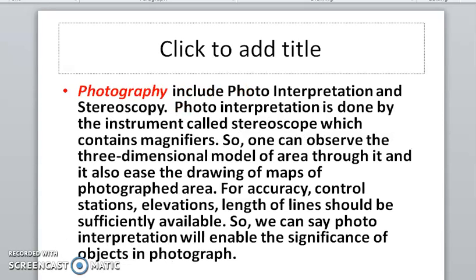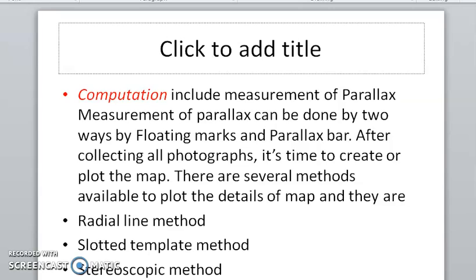Next, photograph interpretation with stereoscopy. Photo interpretation is done with a stereoscope, which has a certain magnifier, so we can observe the dimensions for drawing the map of the photographed area. Now computation includes measurement of parallax. Parallax can be measured in two ways: floating mark and parallax bar. Then the radial line method, slotted template method, and stereoscopic method.